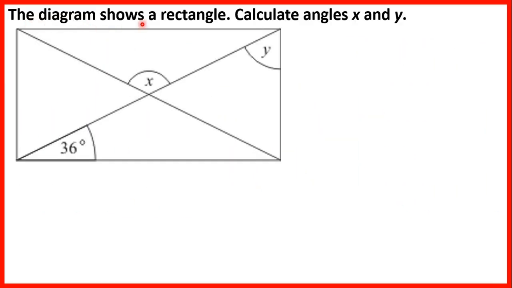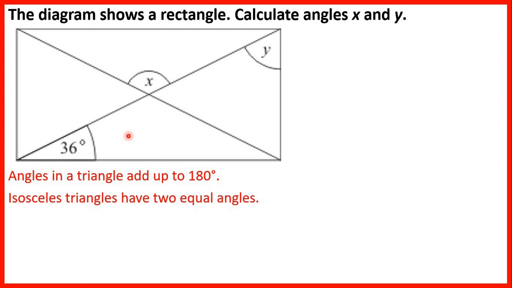The diagram shows a rectangle. Calculate angles X and Y. So to answer this question, we need to remember that angles in a triangle add up to 180 degrees. And we also need to spot that if you have diagonal lines across a rectangle, you create isosceles triangles. So isosceles triangles have two equal angles.